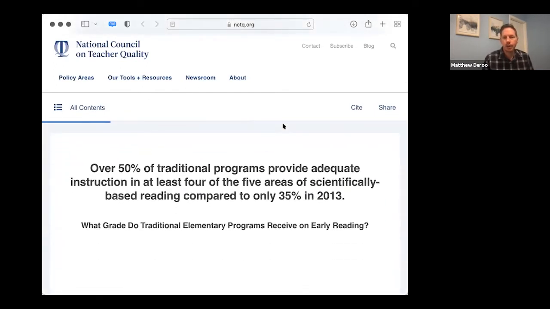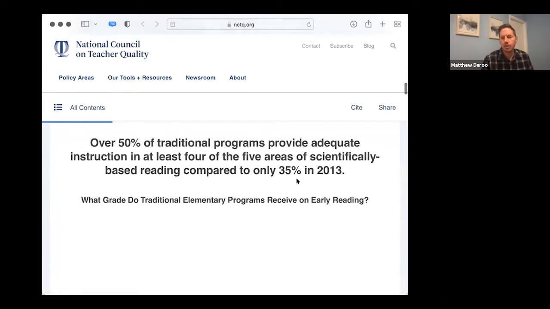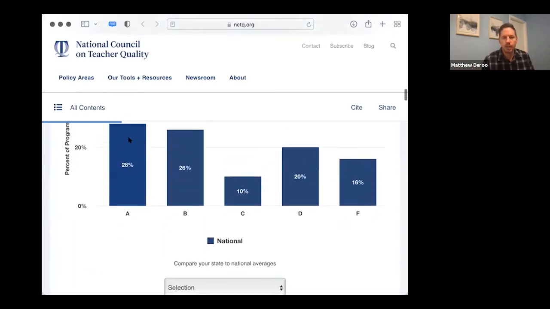So then again, just over 50% of traditional programs provide adequate instruction in at least 4 of the 5 areas of scientifically based reading, compared to only 35% in 2013. So what they're trying to show here is, based on our interventions, and if you buy into our system, the program is going to increase in its effectiveness, right? So just 8 years ago, only 35%, there's been a 15% jump when you use our resources and materials, right?